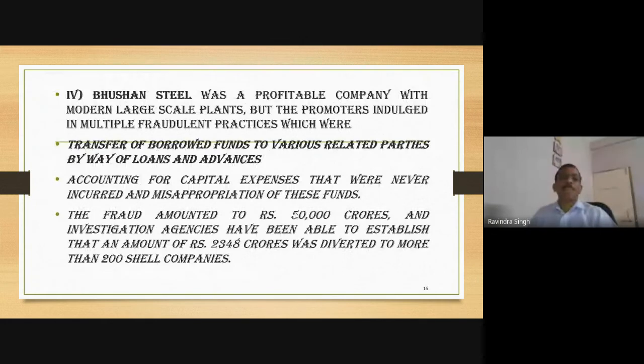Bhushan Steel was a profitable company with a modern large-scale plants, but the promoters indulged in multiple fraudulent practices, which were transfer of borrowed fund to various related parties. ये आज भी चल रहा है, हर कंसर्न में चल रहा है. This is the very basic phenomena.